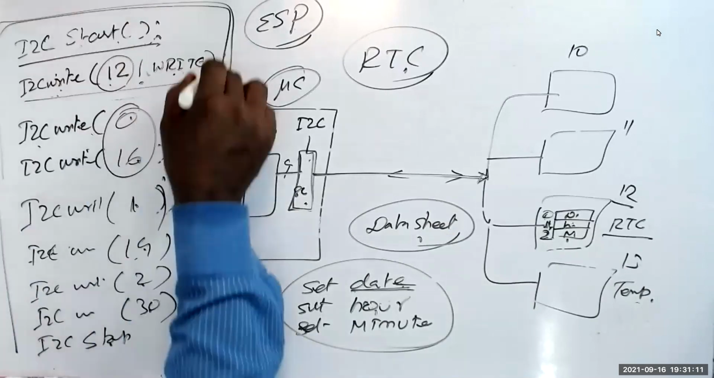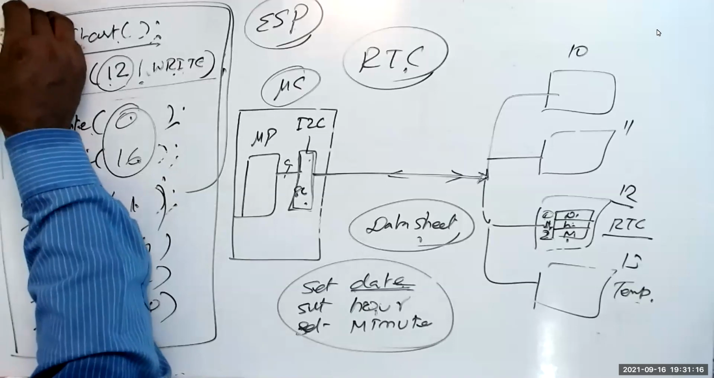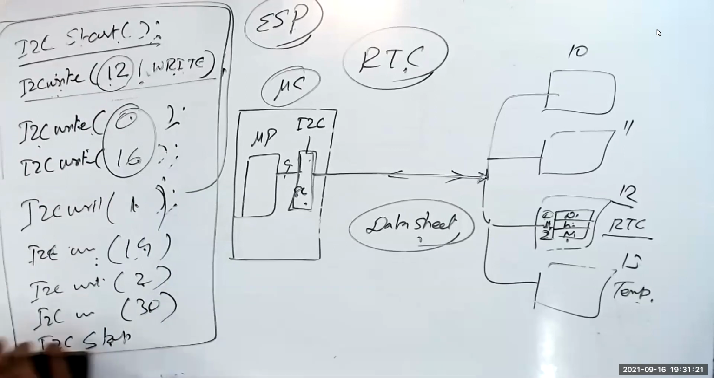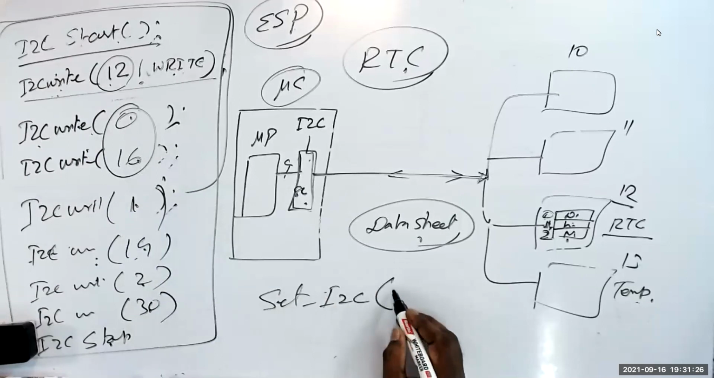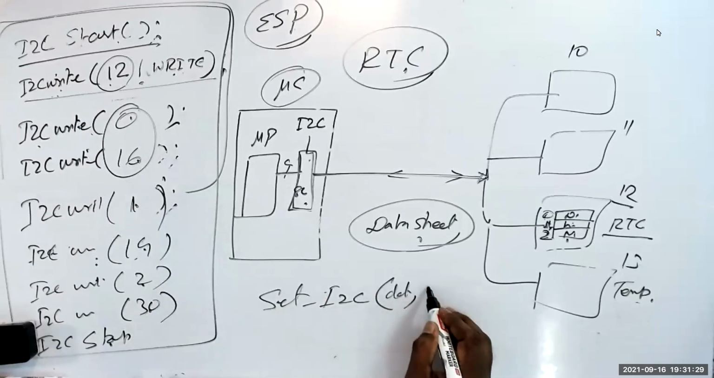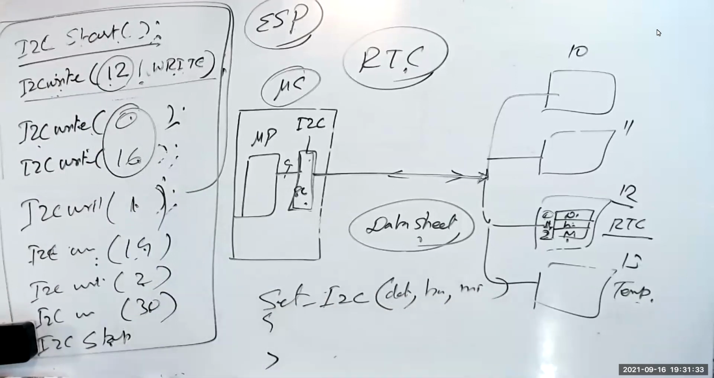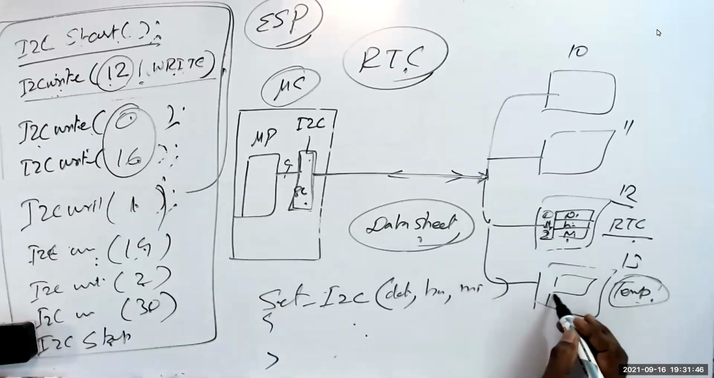But what I do here is I call this whole thing set I2C, with brackets, I have date, hour, minutes. That's one function. But this function is good only for RTC, because if it is a temperature controller, that has different registers and different writes, you cannot use the same thing.